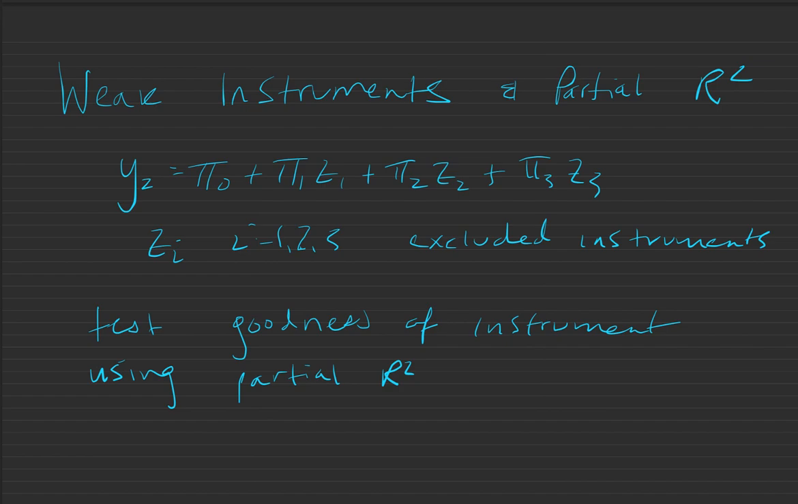Let's talk about weak instruments and how the partial R squared can help us test the goodness of an instrument. Let's say that we have a first stage equation where y2 equals pi naught plus pi 1 times z1 plus pi 2 times z2 plus pi 3 times z3 plus u2. And the zi for i equals 1, 2, 3, these are our excluded instruments. Now we can test how good those instruments are using partial R squared.